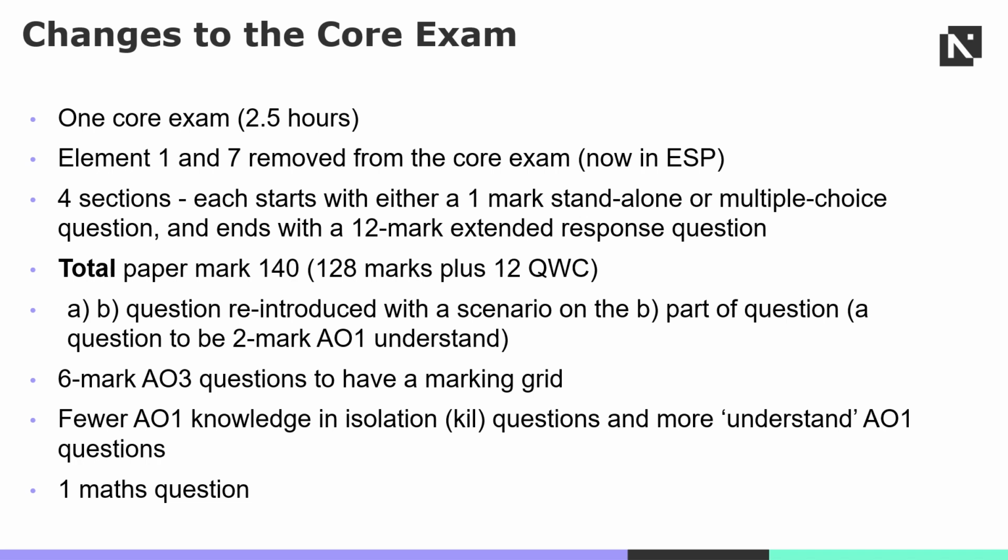The 6-mark AO3 questions, i.e. those requiring higher level thinking like analysis or evaluation, will now have a marking grid to support clearer and more consistent assessment. And a key shift is that there will be fewer AO1 knowledge in isolation questions. These are simple recall tasks. And instead, there's a stronger focus on the AO1 understand questions. This ensures that learners are not only remembering information, but also showing they grasp its meaning and relevance. And lastly, there will be one maths-based question in the paper, assessing applied numeracy in the context of education and early years.